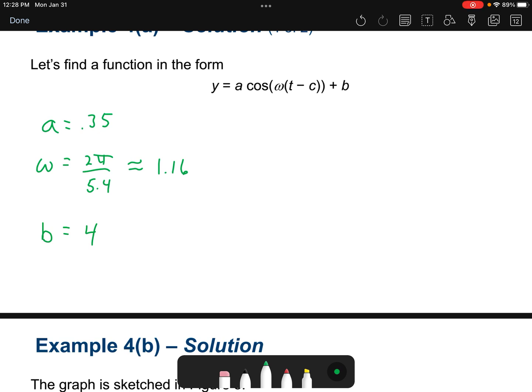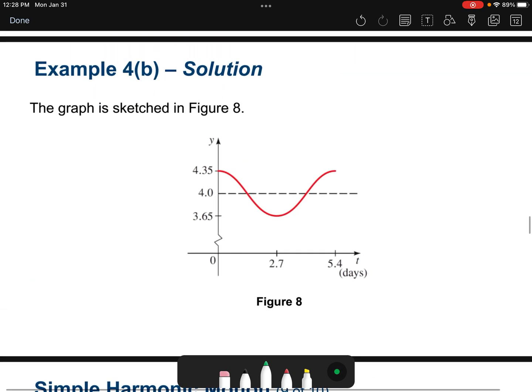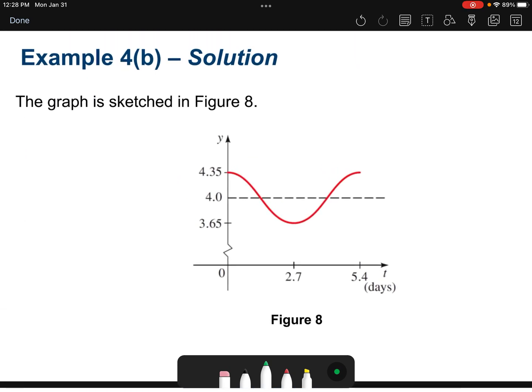Now we got to find C, but a cosine curve achieves its maximum at 0. So I believe if C is 0, we would just be alternating perfectly. We don't really have a C then. So that would be our equation: 0.35 cosine(1.16t) plus 4. I got a few too many parentheses there. If we look at the graph, that's what it would look like right there.